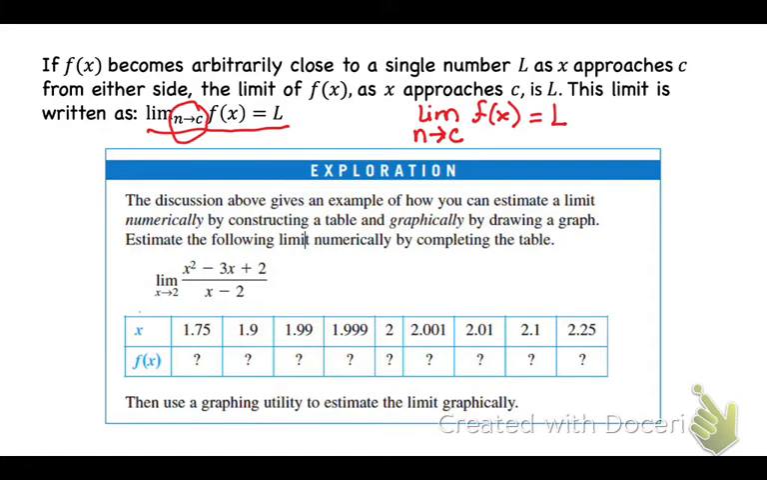Okay, now I would like you right now to write this equation right here. The limit as x approaches 2 of x squared minus 3x plus 2 over x minus 2. And this table, not putting the question marks on the f of x's, leaving those open. Now make your table big enough that you can write some decimal places. Okay? And then I'm going to show you how to use your calculator to do this.